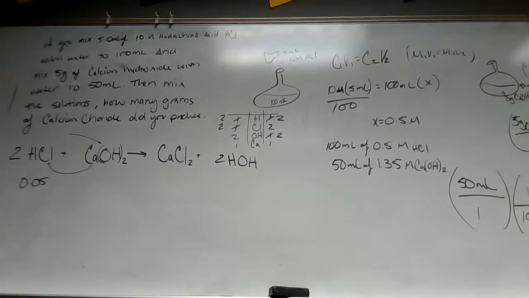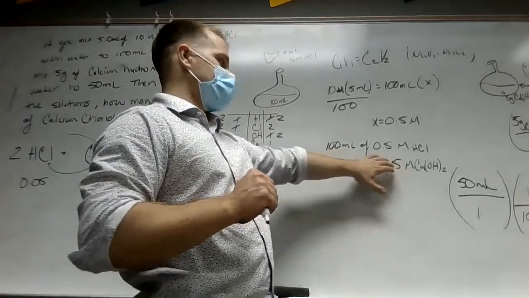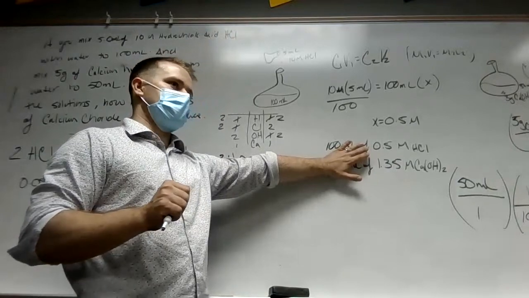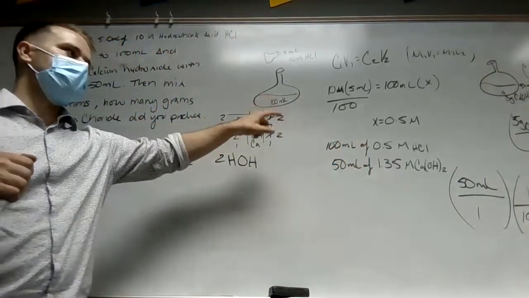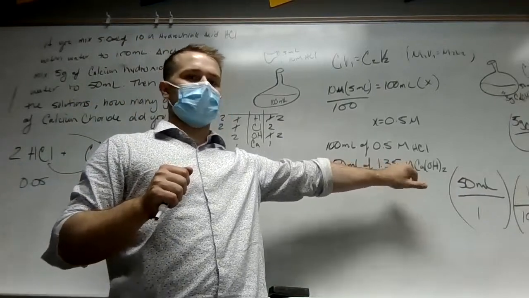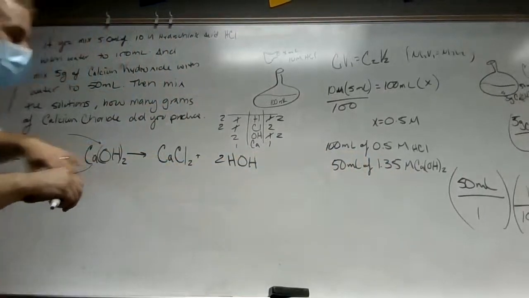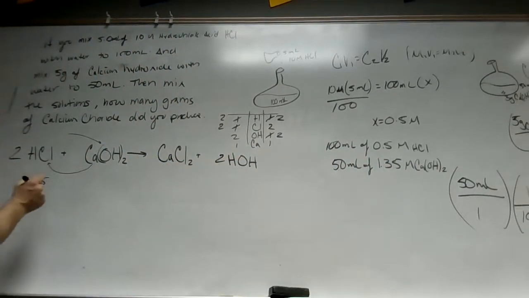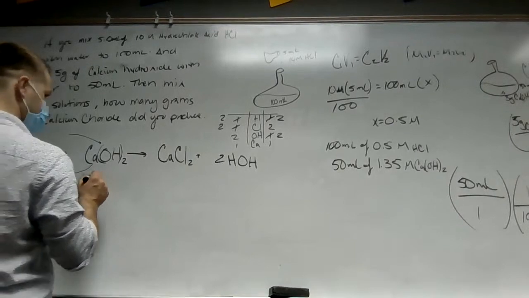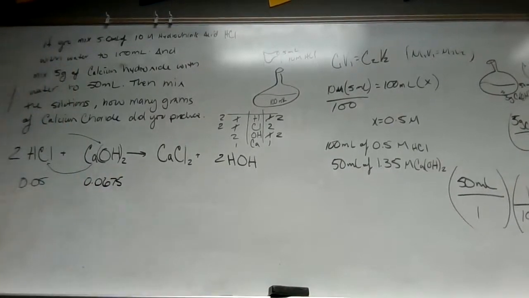You can go through and work it out with dimensional analysis. 50 mils of 1.35 molar. So we would have 1.35 moles if we had a liter. We have 1/20th of a liter, so we would take 1/20th of that. 1.35 divided by 20 is 0.0675.